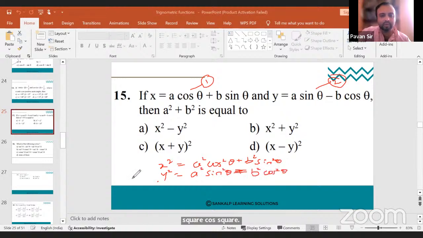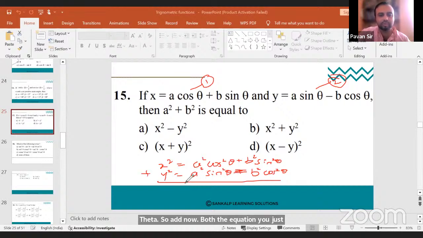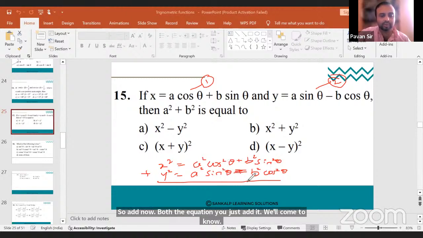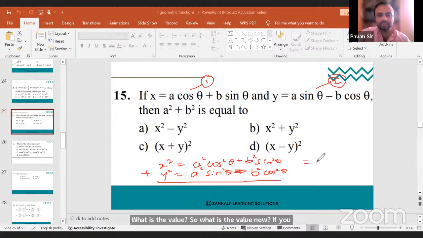So add now both the equations, you just add it. We'll come to know what the value is. If you add this, it will give you x square plus y square. Okay. So here it will give you sine square plus cos square is 1. So it is a square. And here it is sine square plus cos square.